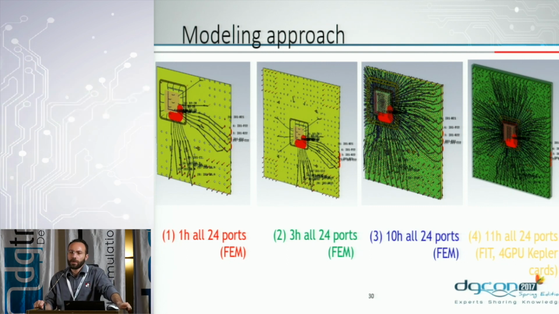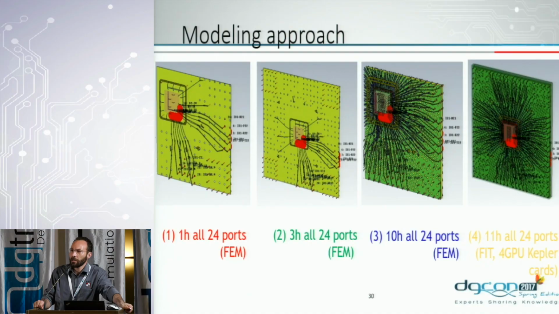The first model took just 1 hour of simulation, with 24 ports simulated, and we take into account only the nets. Just one reference plane, and we obtain some kind of results. Same story, including all the ground and the power planes, only the selected nets without anything else. This is the second model, and it took 3 hours of simulation time.